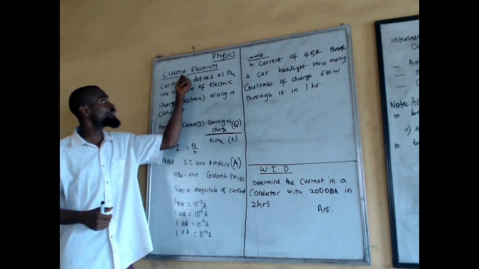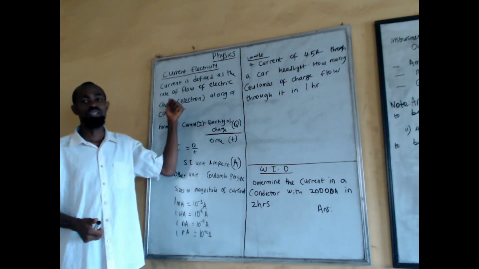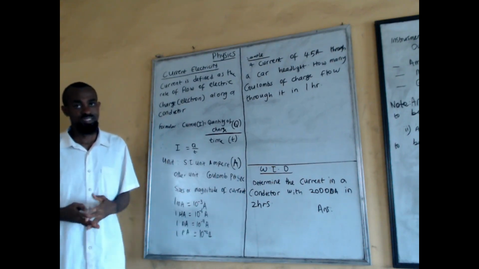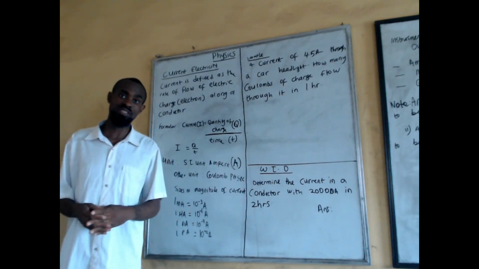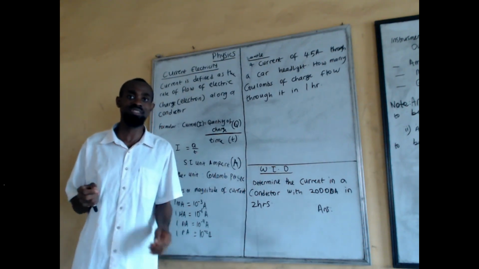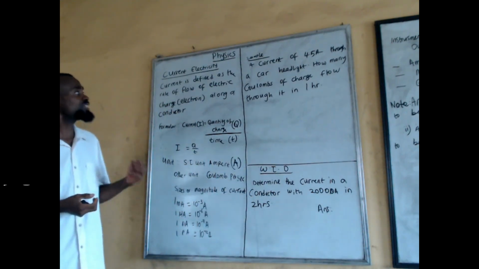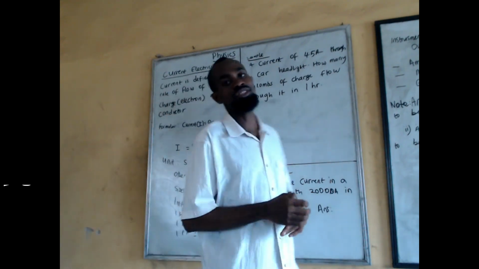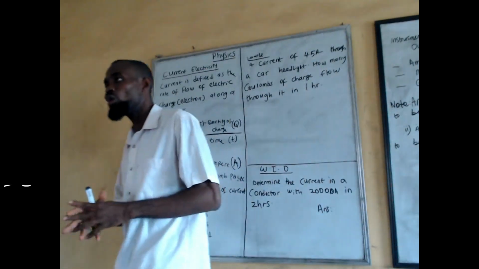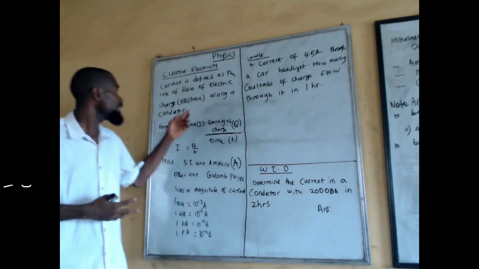We'll be starting with current electricity. To understand what current electricity is, we have to give its definition, the formula, and the units. But first, we've already introduced what current electricity is. When somebody talks about current electricity, the first thing that should come to mind is charge in motion, charges that are moving. But in definition, current electricity is defined as the rate of flow of electric charge along a conductor.